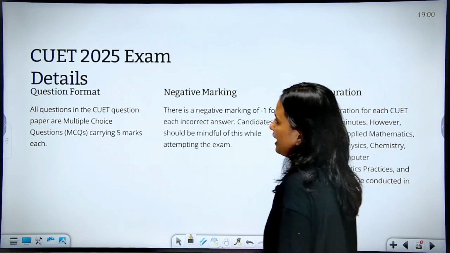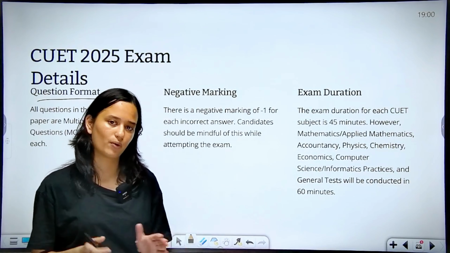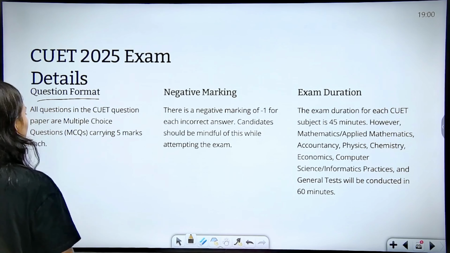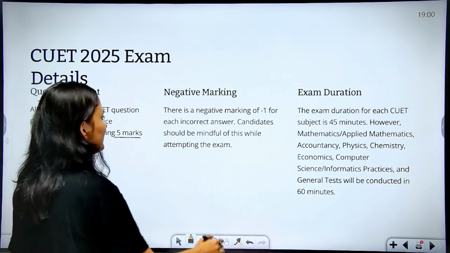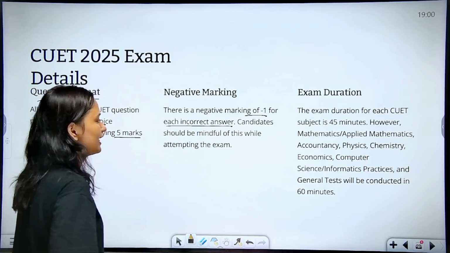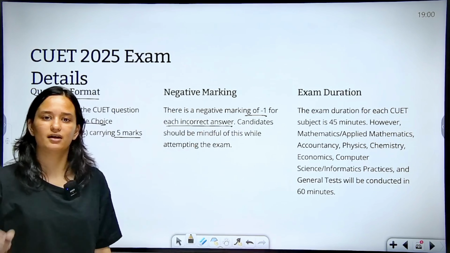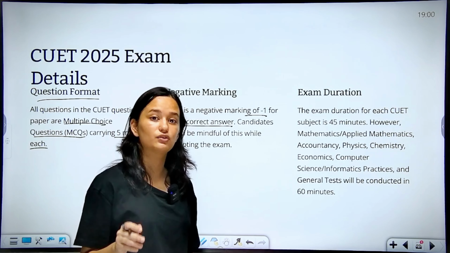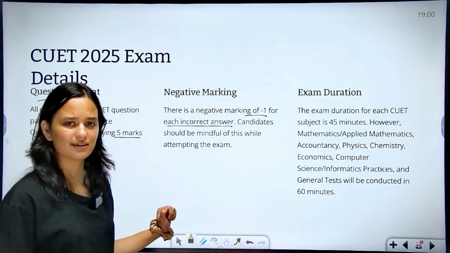Then we have the details. Question format. You must know already that the exam format is multiple choice questions, and they carry 5 marks each. Negative marking, we also have a negative marking of -1 for each incorrect answer. Candidates should be mindful of this while attempting the questions, and should not just blindly answer. If you completely don't know the answer, then you should refrain from answering that question, because that will result in negative marking.